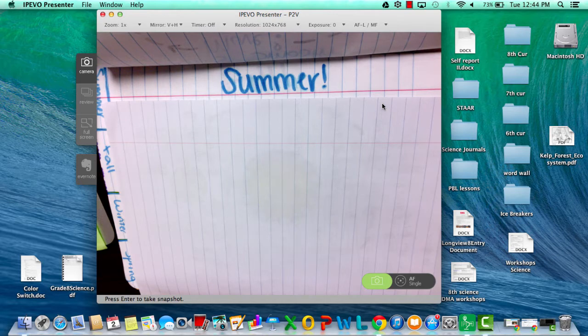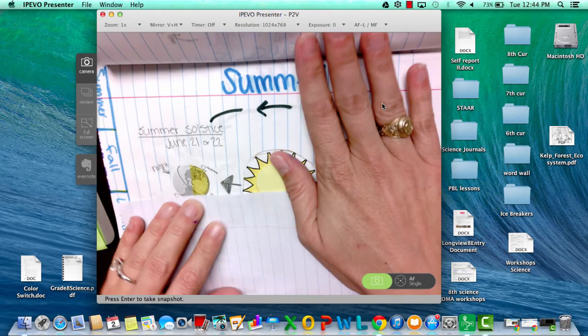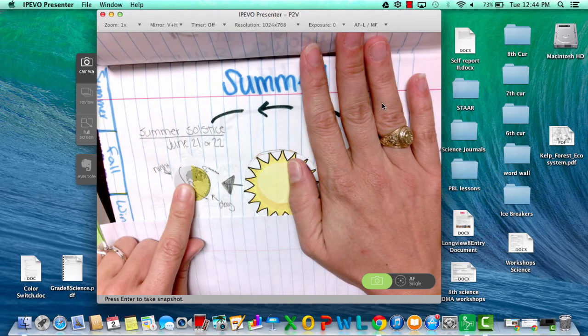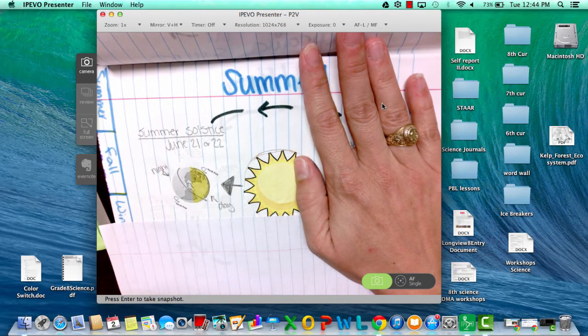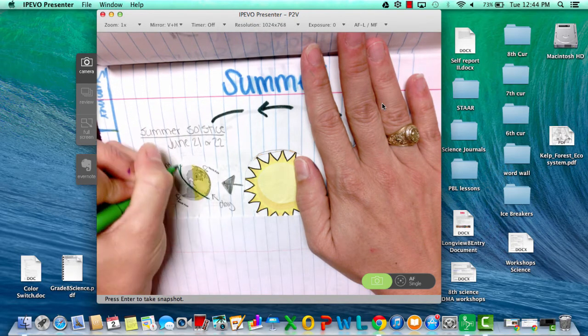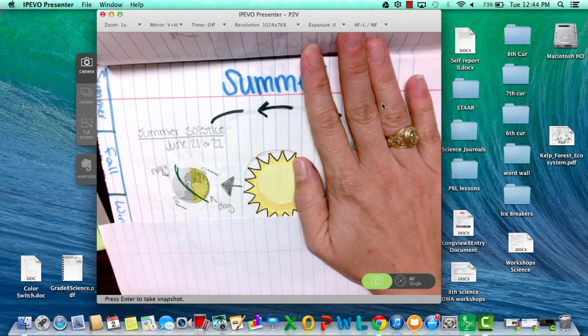How does the Earth have to be tilted for the northern hemisphere to experience summer? Well, the answer is it needs to be tilted towards the sun. So I want you to take your Earth and glue it so that the northern hemisphere is tilted towards the sun. Now make sure that you do have a tilt going on. Your Earth should never be straight up and down because remember, if our Earth wasn't tilted, we would not have seasons.